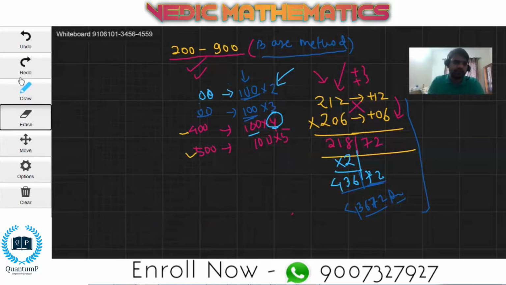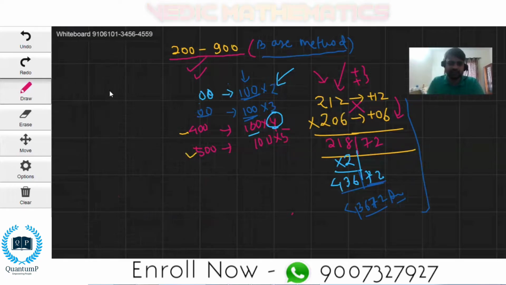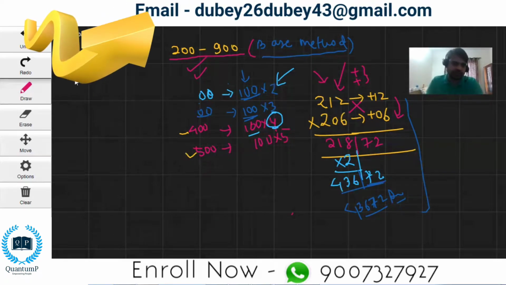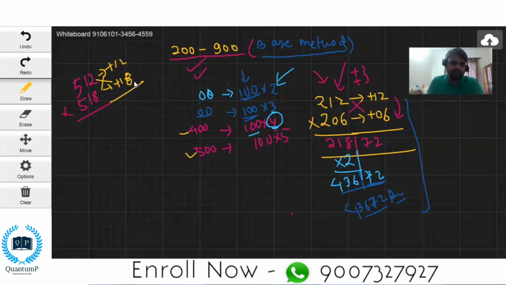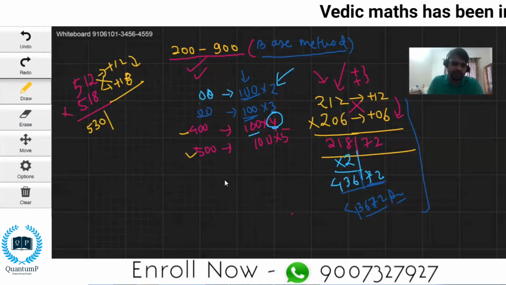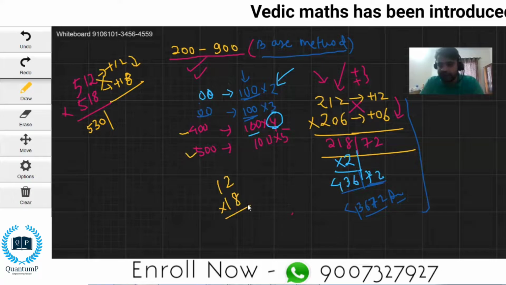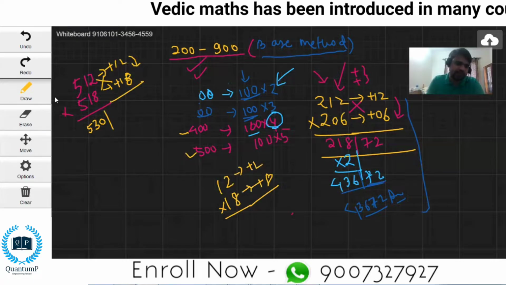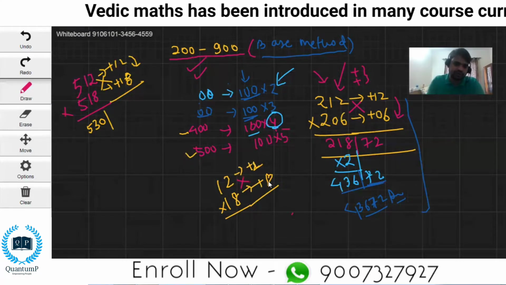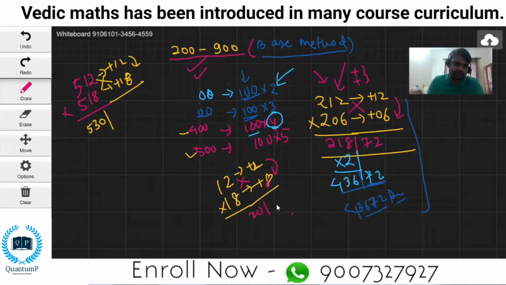So I'm now using the 500 base. I'm doing 500 and 600 base back to back. Suppose we are doing 512 and 518. Here we'll do plus 12 and plus 18. We do the cross add: 12 plus 18 is 30, so 530. Then 12 times 18. I showed you how to do 12 times 18 when I was doing the 10 base. I'm using plus 2 and plus 8, so basically I'm using the 10 base here. So multiply this: cross, it's 20. Then this is 16. This one will go to this side.